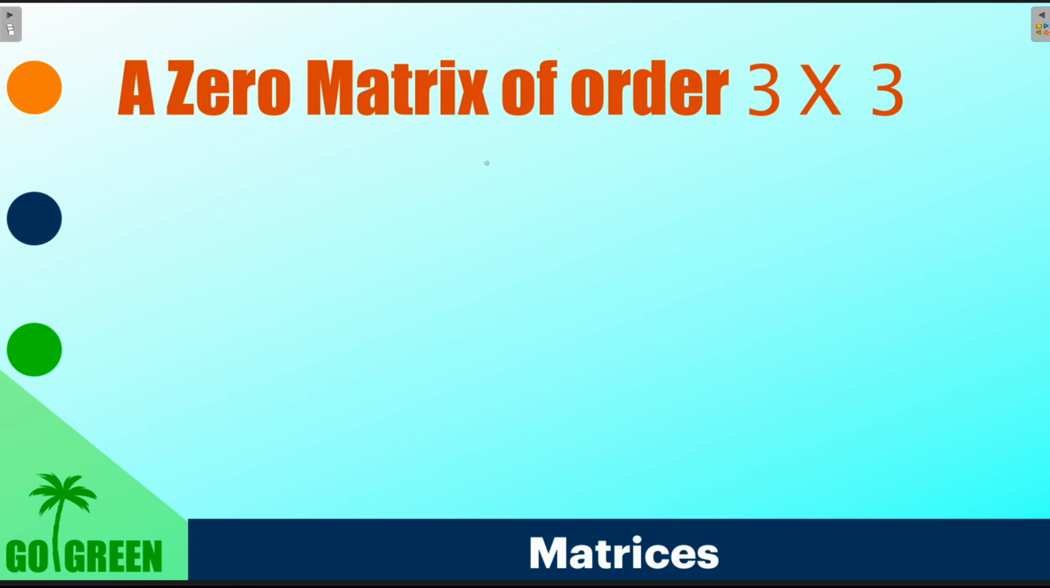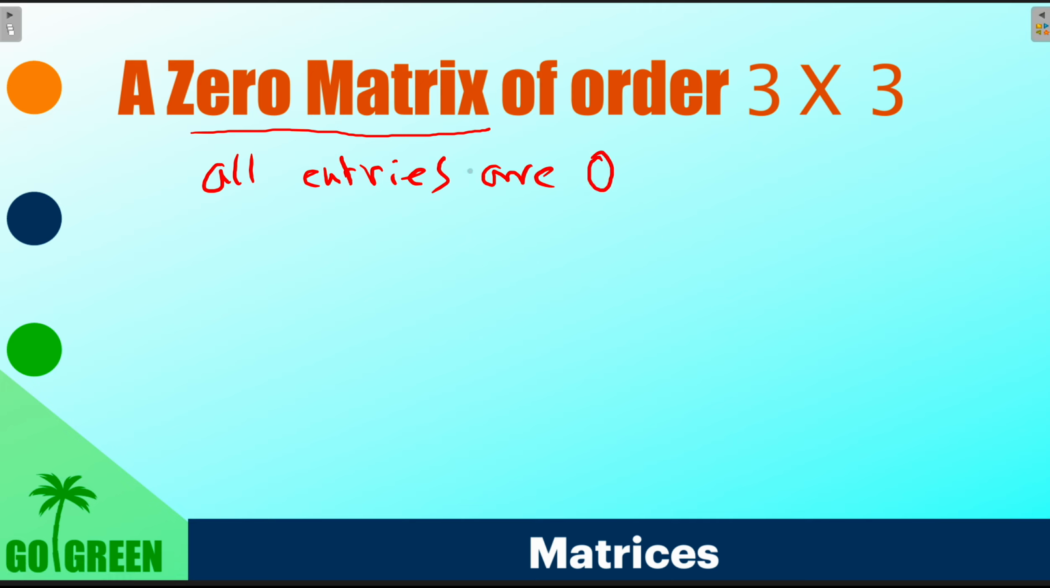Next is what? A zero matrix of order 3. Zero matrix means all entries in the matrix are only zeros, right? So a zero matrix of order 3 cross 3 means 3 rows, 3 columns, and you just put zeros there.